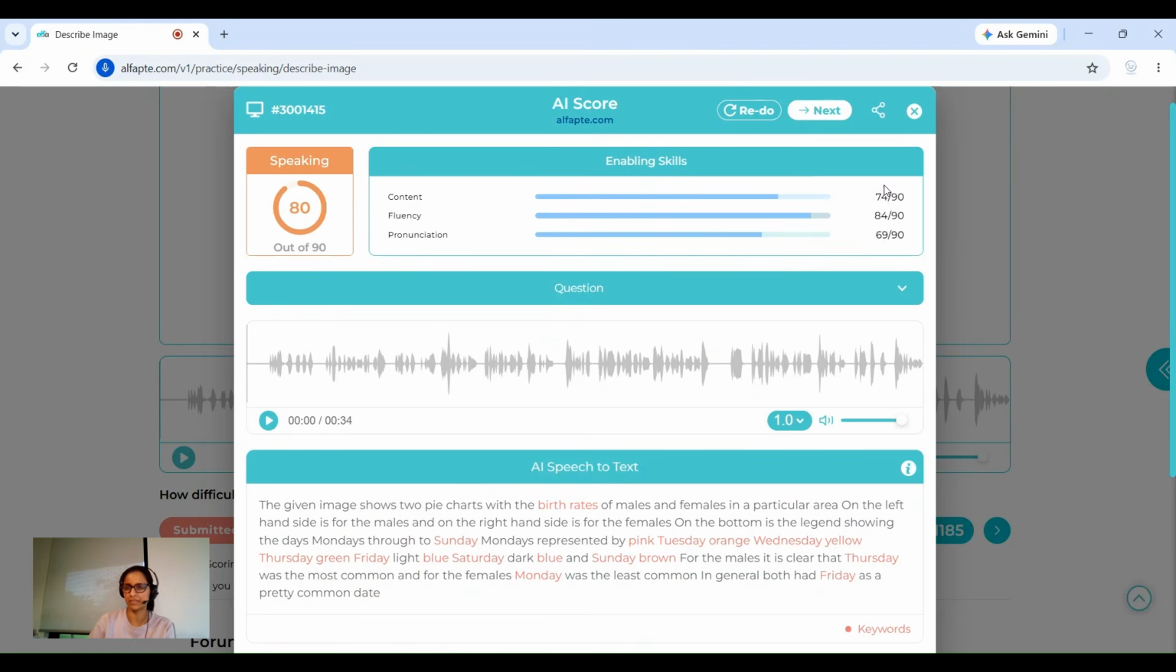74 for content. They seem to be equally marked, but it's not, because in reality it's content 6, fluency 5, pronunciation 5. Content is king, so that obviously pulled down the overall score.